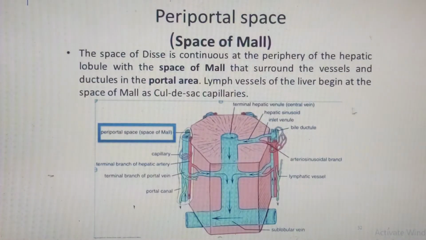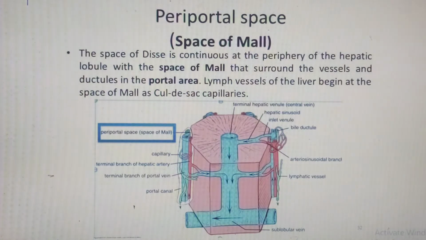Now, apart from that, there's another potential space that is around the portal areas. We said that portal areas contain the interlobular branches of the hepatic artery proper, of the hepatic portal vein, and of course of the bile ducts, the interlobular hepatic bile ducts. That is what I want you to know. So that is the portal space.